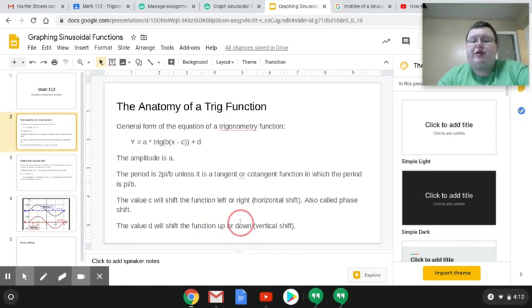The value D will shift the function up or down. That's a vertical shift. And I think that's what some of you are dealing with when you first start doing some of this assignment for this week.